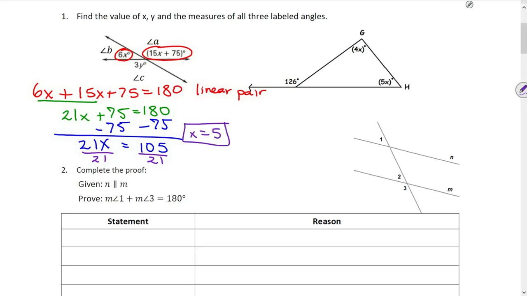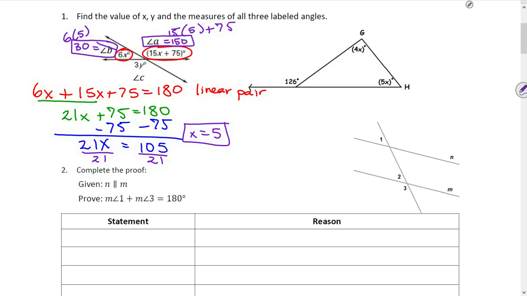Once I find x, I'm going to back substitute and plug x in up here. So 6 times 5 is 30, and that's equal to b. And I can plug x in here and get 15 times 5 plus 75, and I get 150. Okay, so I'm moving right along.